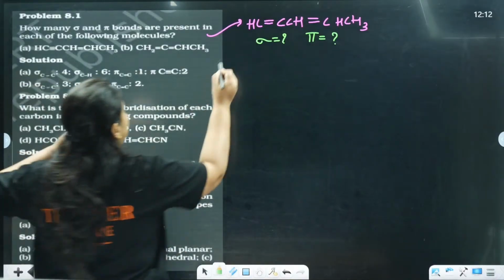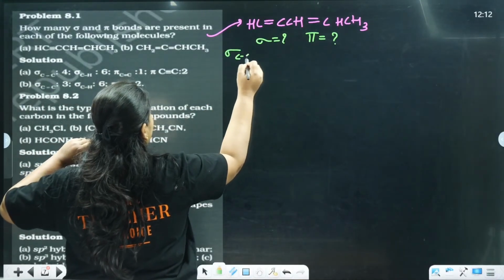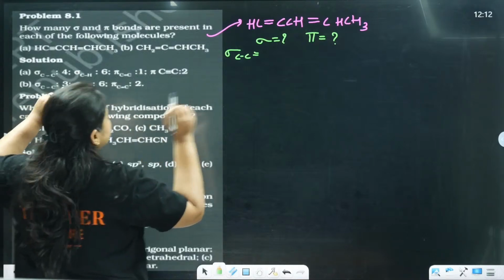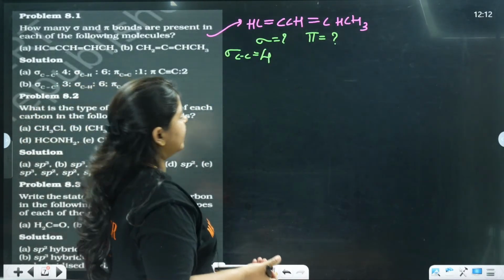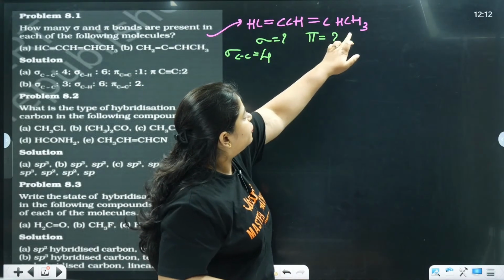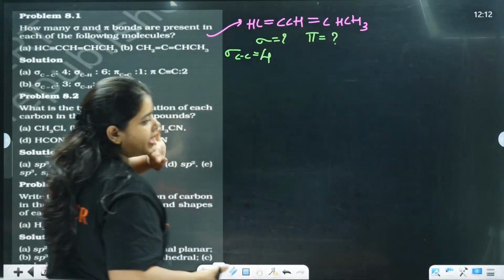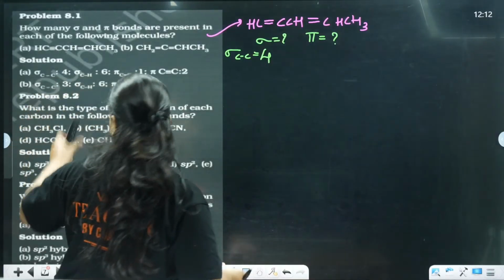First, we are going to see the sigma bonds. Whichever are there, CC bonds are how many? Okay, how many CC bonds do we have? 4. Right. You can check it out. 1 2 3 4. Okay, done. 4. Done. Next comes what we are going to see about.